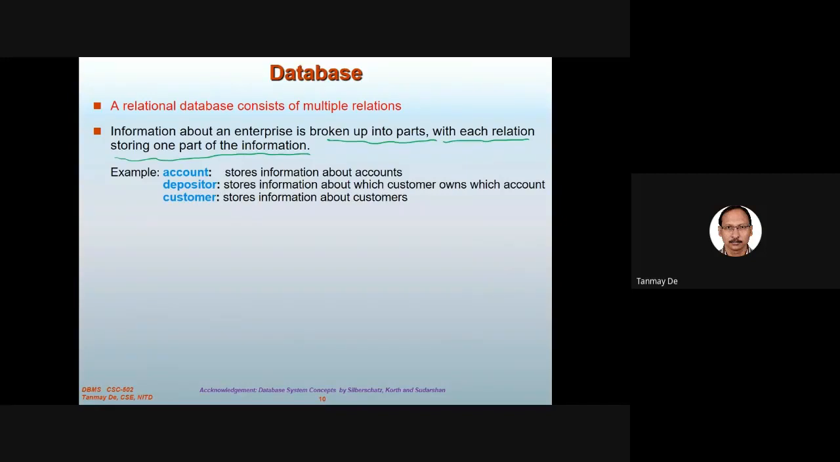For example, in a banking system, all the information of the banking is divided into a number of parts. One part stores the information about the accounts, another part the information about the depositor, another part the information about the customer, another part the information about the loan. So each of these is actually one of the relations or one of the tables. Multiple relations, or you can think of them as tables.